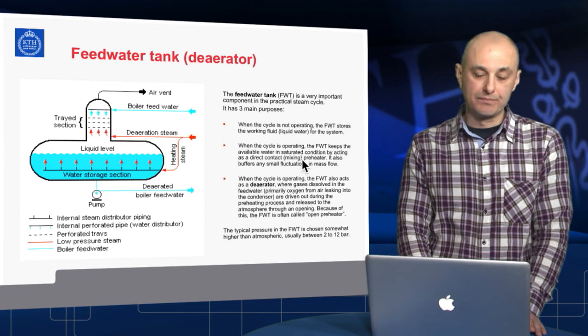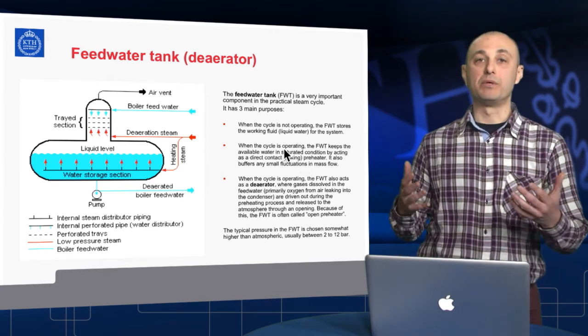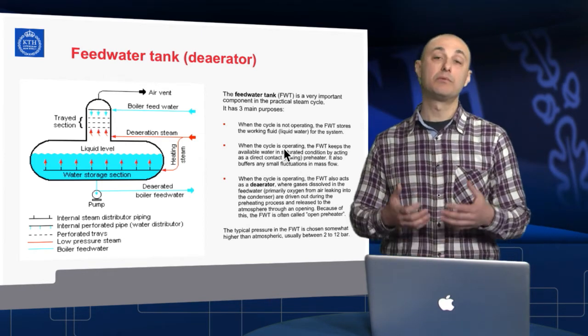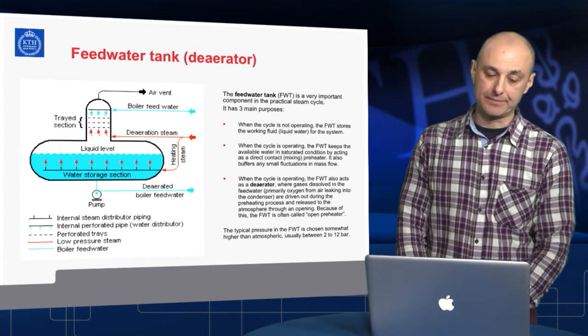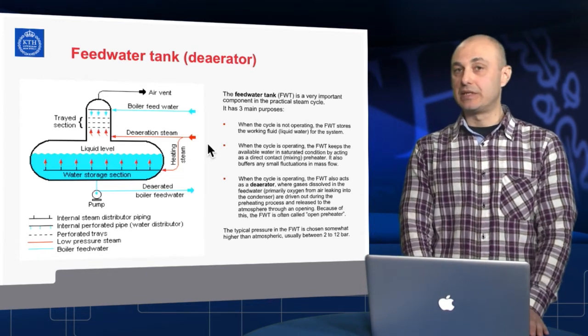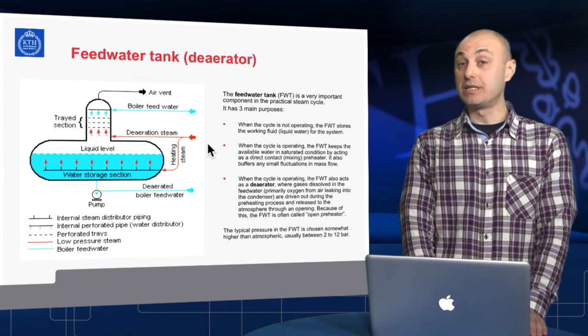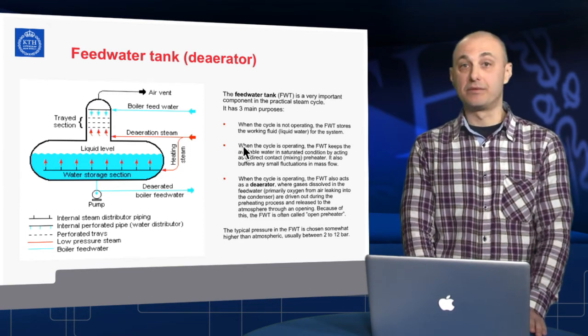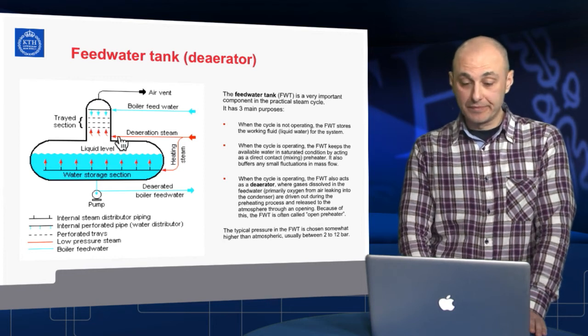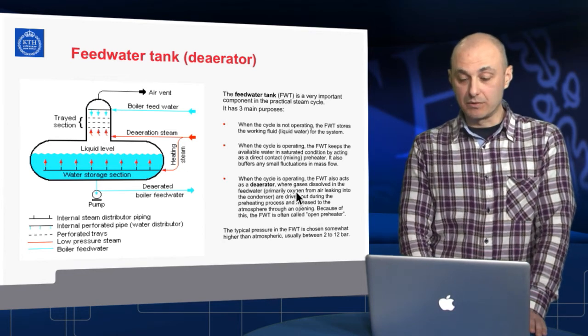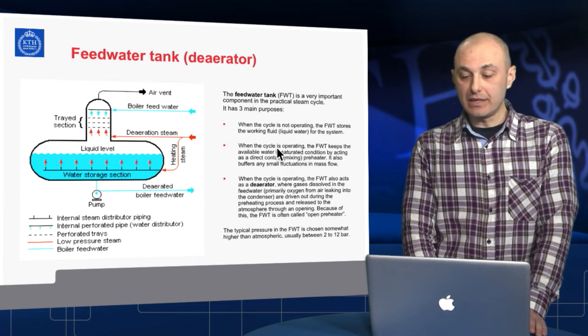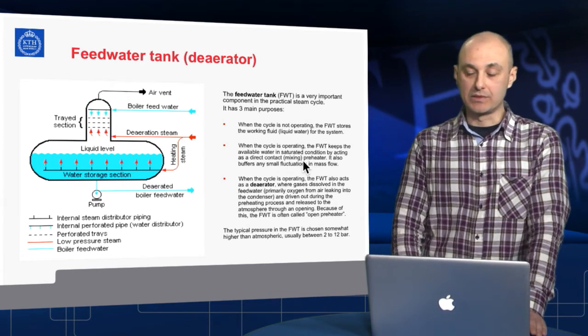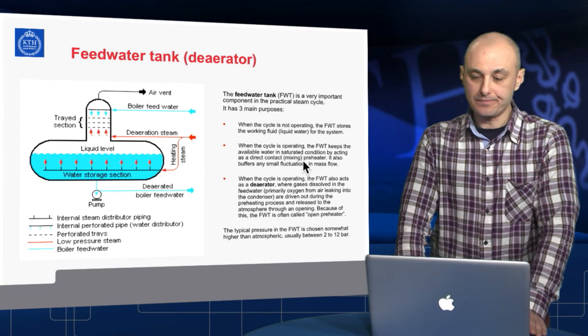the working fluid. All the working fluid would be water in liquid phase, and it would be sitting in the feedwater tank. In practice, this is demineralized, actually treated water. We don't want to lose it. We have invested some energy indeed to provide demineralized water. So it is stored in the feedwater tank. When the cycle is operating, the feedwater tank has two major purposes.